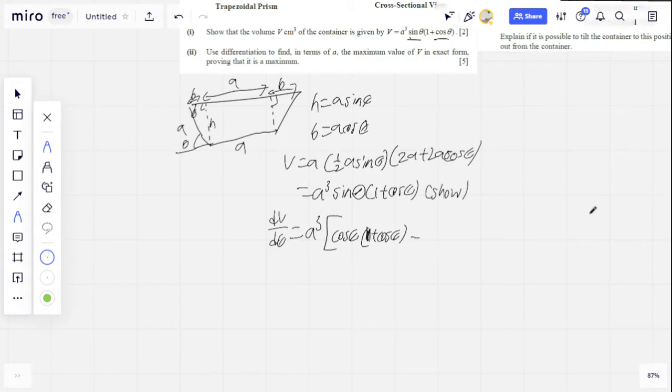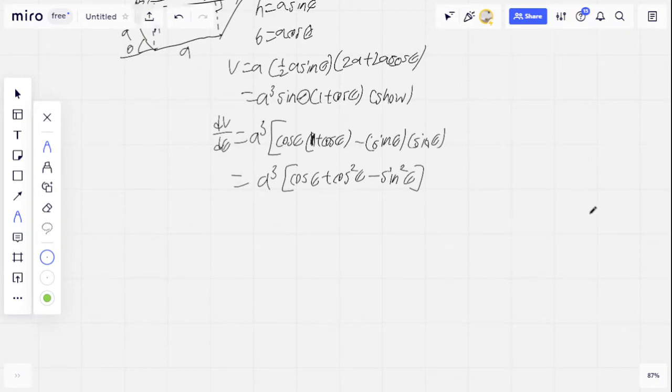Now I differentiate the other factor. 1 plus cosine theta gives us minus sine theta, hence I change the plus to a minus. Sine theta times the original factor gives another sine theta. You then get a cubed times cosine theta plus cosine squared theta minus sine squared theta. Now from here there are two different ways.